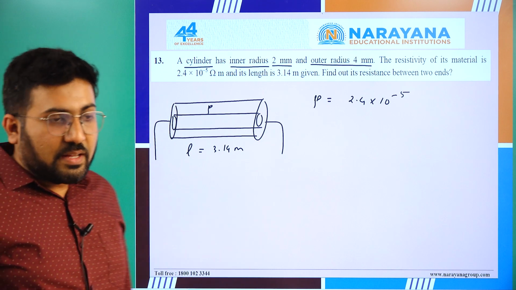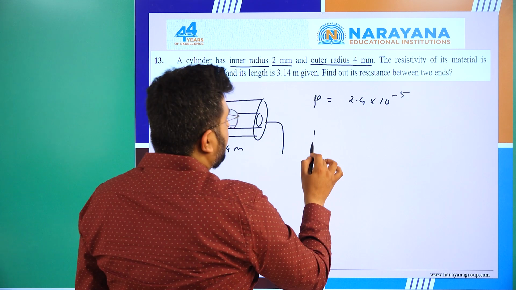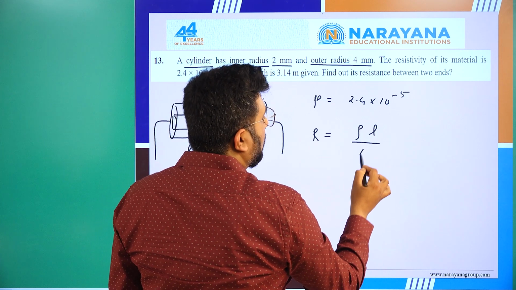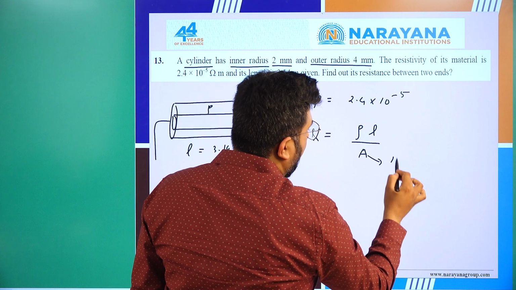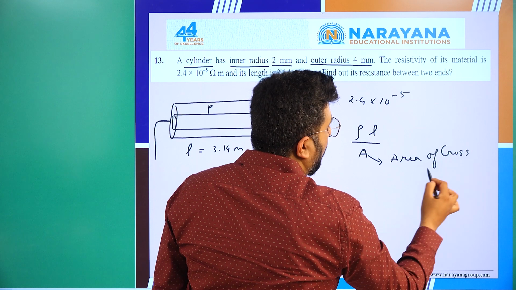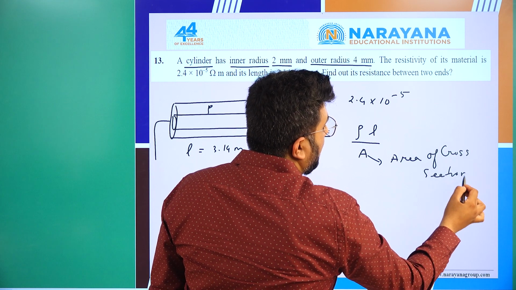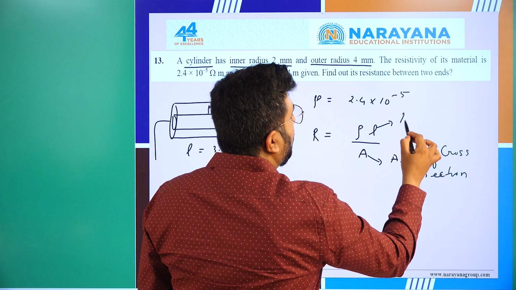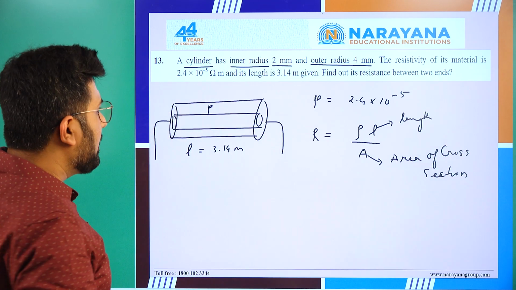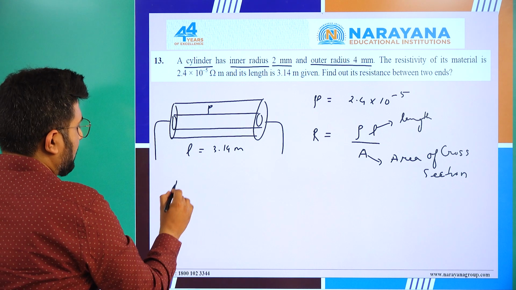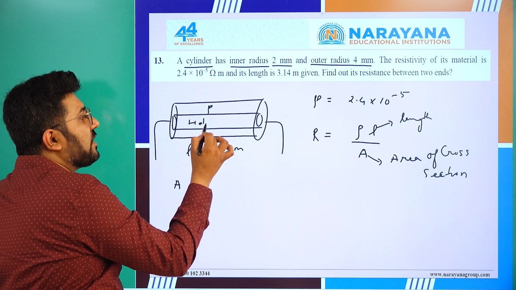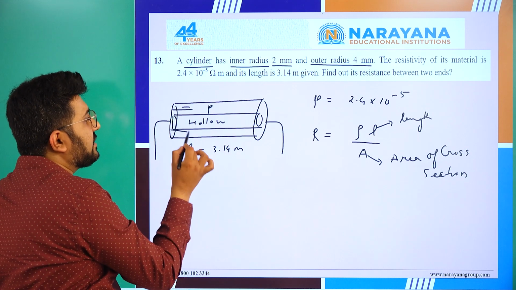So you know that the resistance between the two ends will be given by rho L by A, where A is the area of cross section, L is the length of the conductor. So they have given you everything. So what is the area of cross section first? So see, this part is hollow. The charge is flowing in this region.